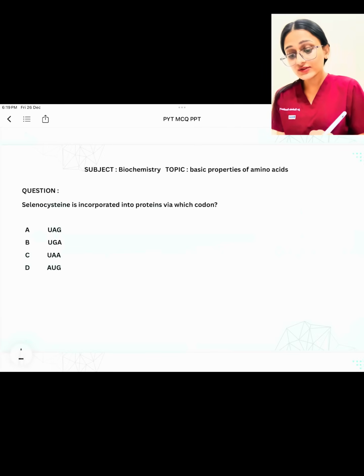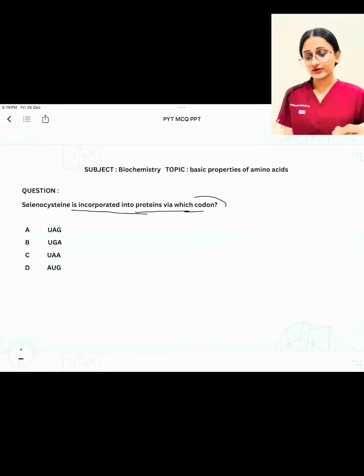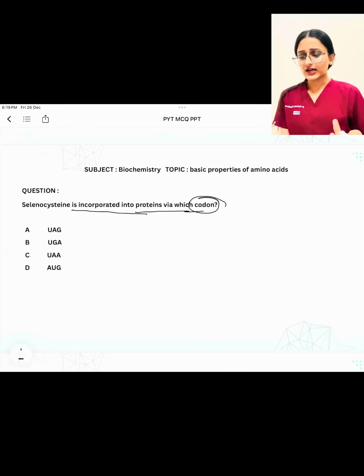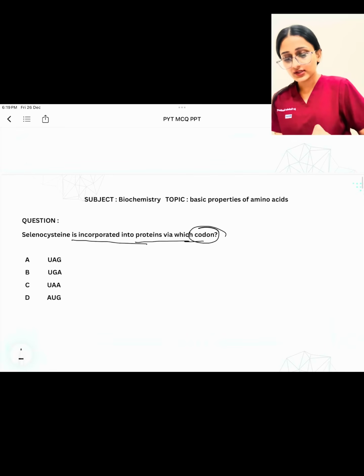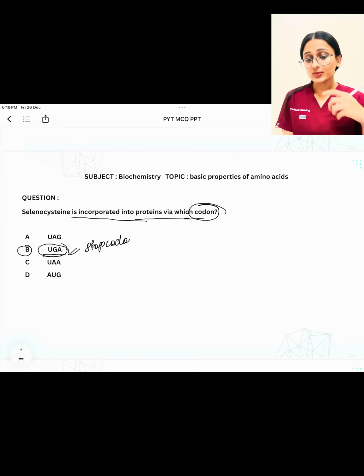Next question, selenocysteine is incorporated into protein via which codon? So they're asking the codon for selenocysteine. So yes, we have to remember this factual question. The answer is UGA. Basically, UGA is also a stop codon, but it is incorporated into proteins for selenocysteine.